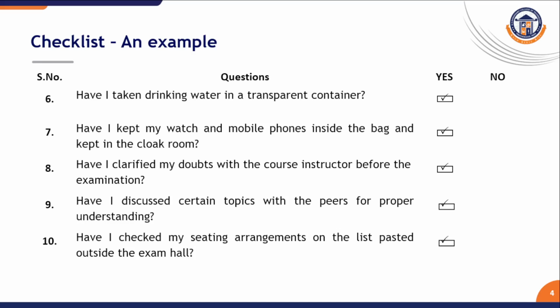If any of the ticks falls under the column no, it means that you have to rectify it and you have to make a positive tick mark under yes column. So this is how you have to make a checklist. A checklist may be for anything, maybe anything before starting any endeavor or effort or any event. So it shows your preparedness and readiness for getting into the event.